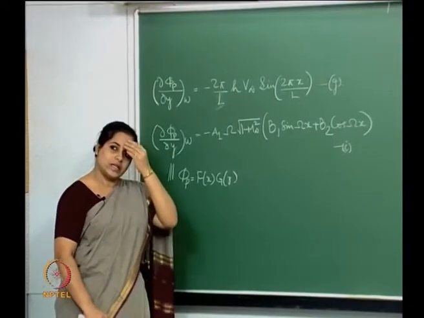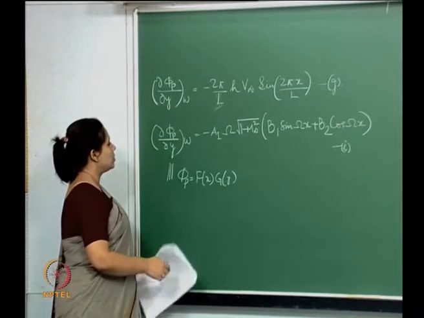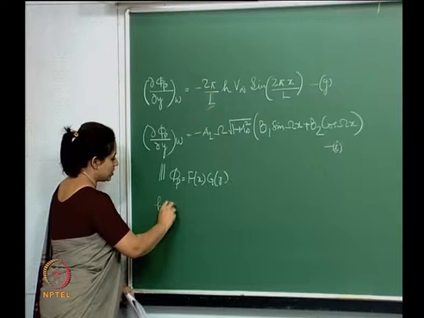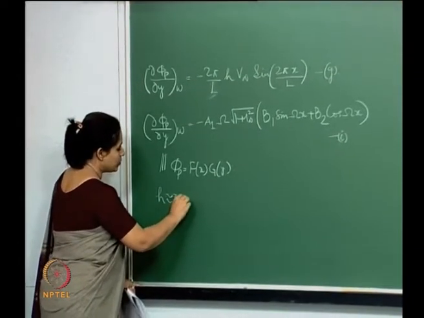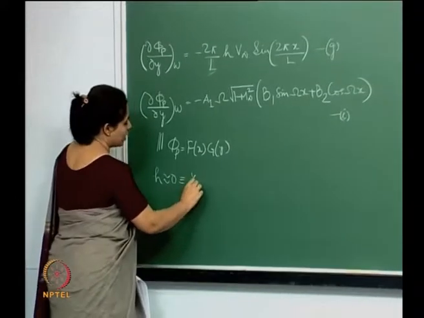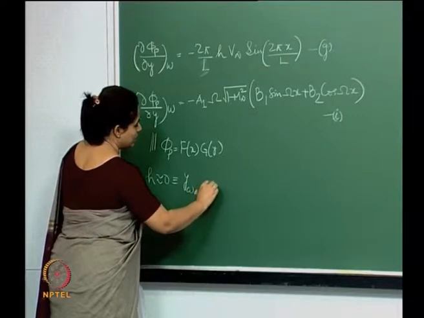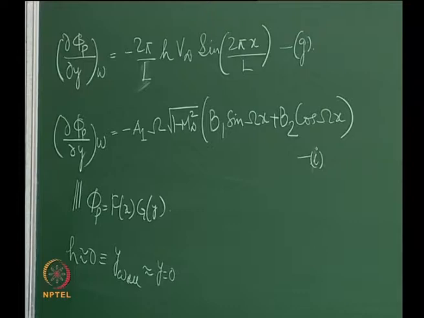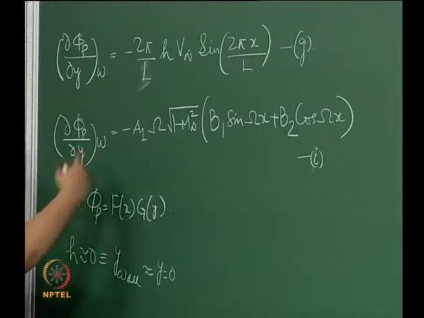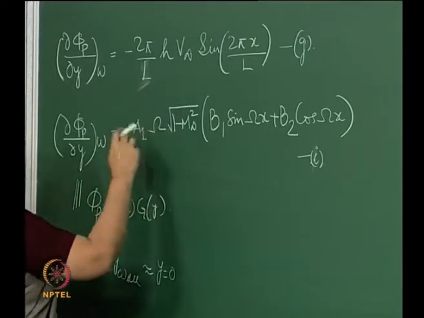Now since we said that this is going to be a small perturbation, which means that h is very small, which means that y at the wall is nearly y equal to 0, right. So we got these two equations. Now if we have to equate these two, they can be equal only if.